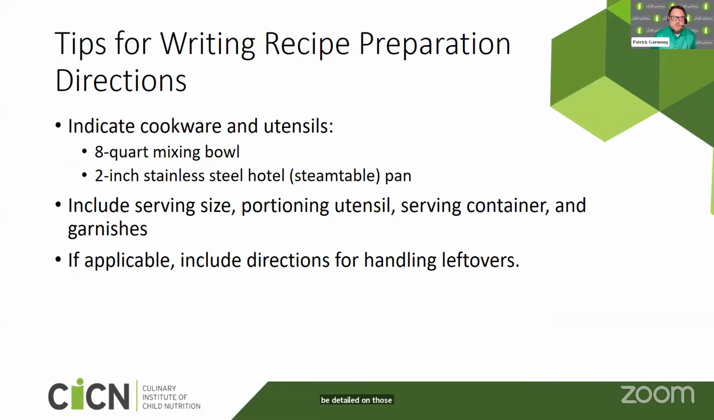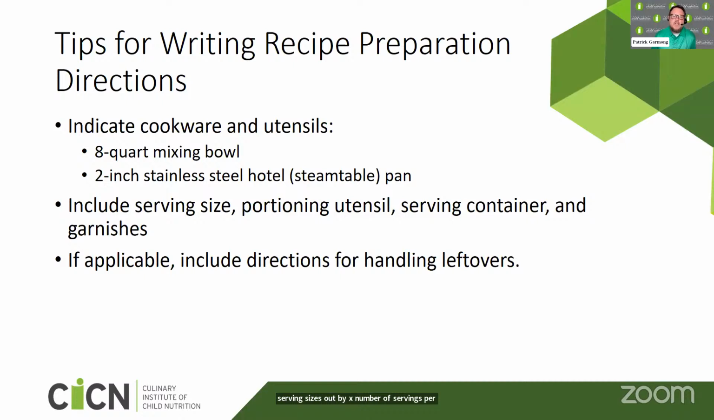Additional steps include incorporating the type of cookware and utensils. So here we're highlighting use an 8-quart mixing bowl to complete this step. Or if we're going to put something into a 2-inch stainless steam table pan to cook off, using that 2-inch stainless steel hotel pan, because that's the pan that's going to give us the best yield for what we're looking for, because we might be extrapolating our serving sizes out by X number of servings per pan.